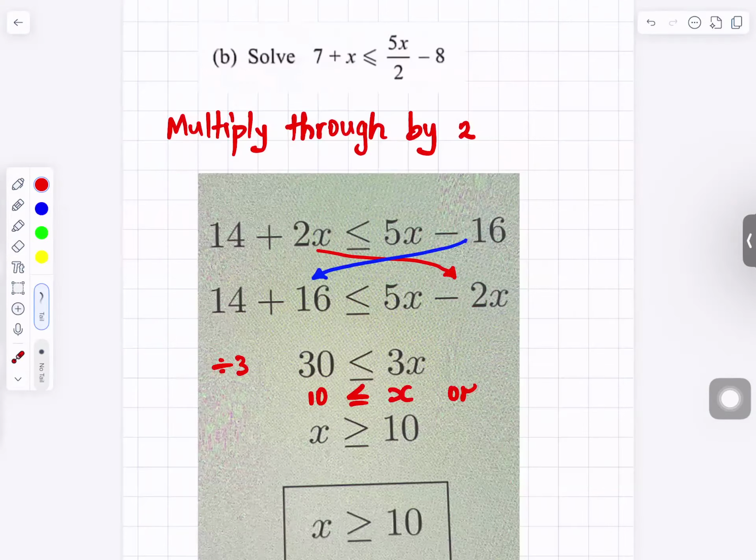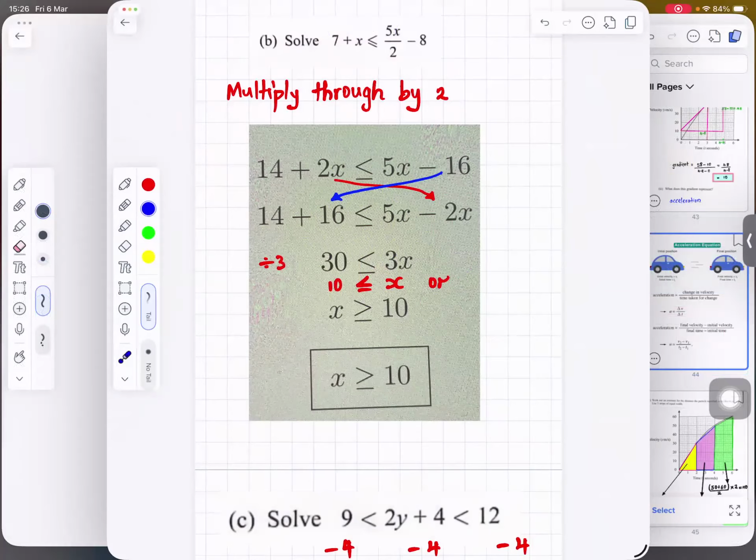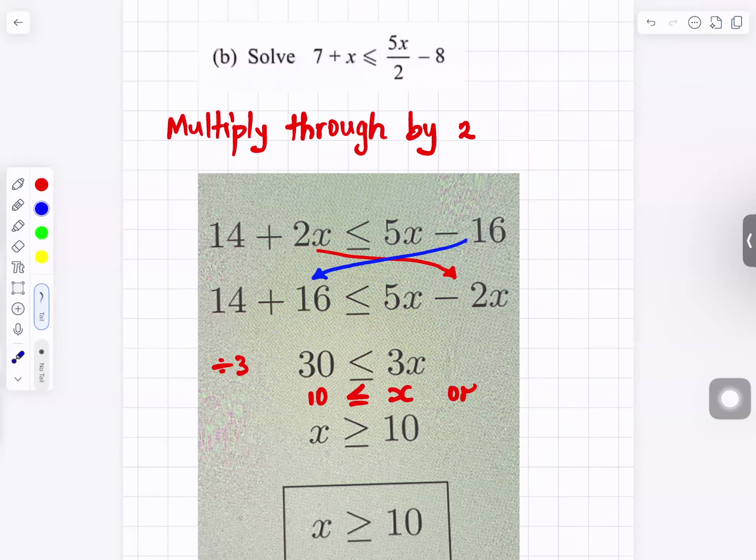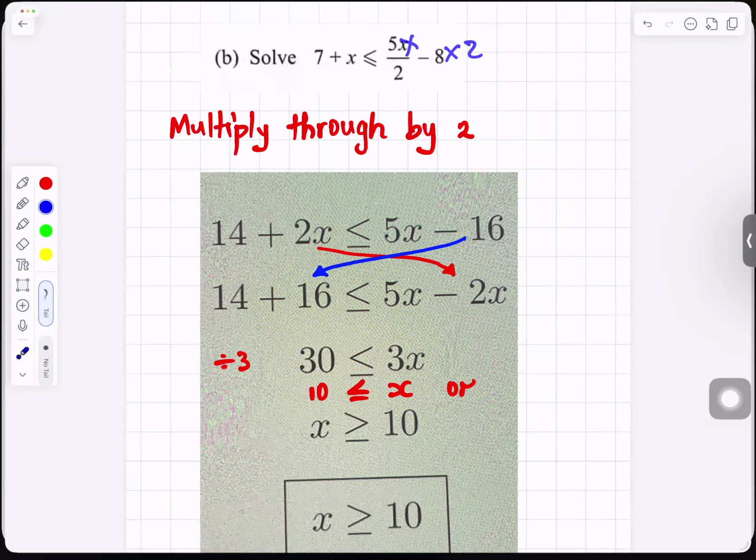Straightforward. For part B, we want to solve that equation. We want to get rid of the 2 in the denominator. Very important to get rid of that 2. So you times everything by 2. 7 times 2, x times 2, this 5x over 2 times 2, and minus 8 times 2. So you multiply everything by 2.